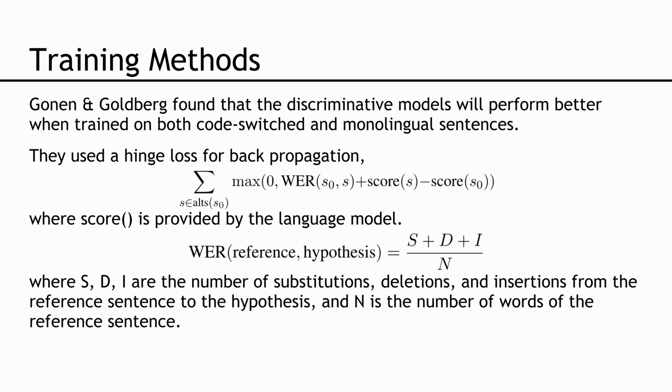They had used a hinge loss where for each set we trained the model to assign higher scores to the original sentence and lower scores to the alternative ones, with a margin given by the word error rate between the sentences. The word error rate function is defined below.